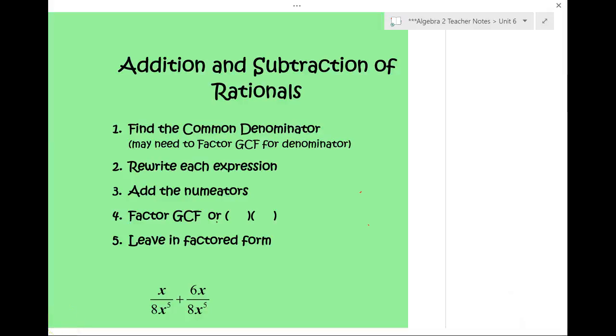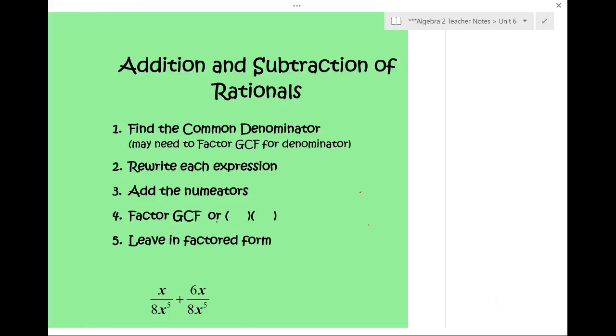Hey Algebra 2, this is Mr. Osborne. I'm going to be going over addition and subtraction of rationals. Just so you know, the first steps are obviously different from multiplying and dividing, but in the end we're still going to simplify and leave our answer in factored form.